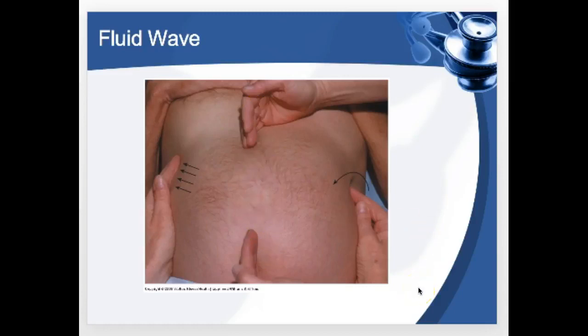Then the clinician puts one hand on each side of the abdomen. With one hand, you briskly push, and then you feel to see if that wave travels and hits your hand on the other side. That's called a fluid wave, where you can feel the fluid from this side come over and hit your fingers on this side, and you can do it the other way as well.